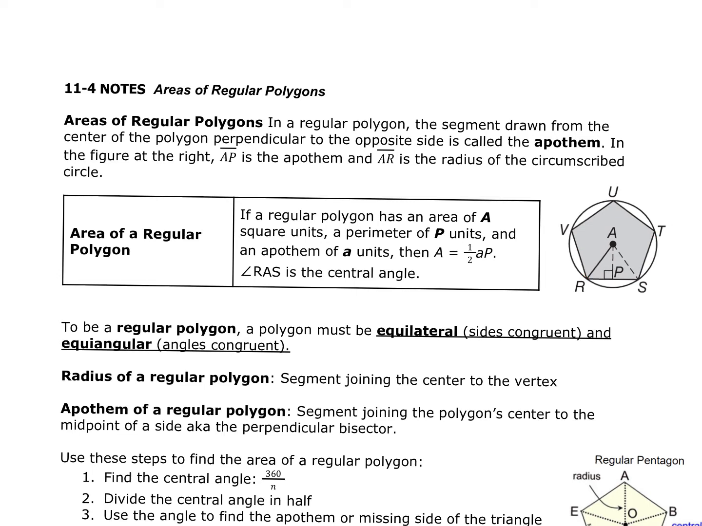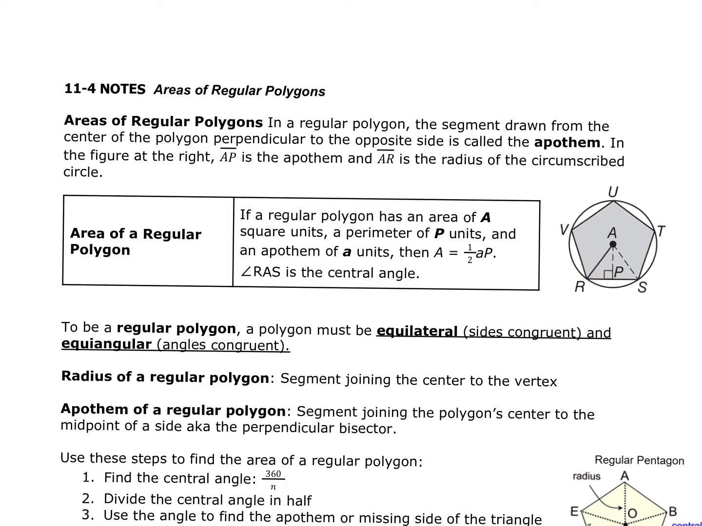To review, regular polygon means the polygon is equilateral, all sides are congruent, and equal angular, all angles are congruent. The radius of a regular polygon simply means the segment joining the center of the polygon, in this case A, out to the vertex of an angle. The apothem is going to be the segment joining the polygon center to the midpoint of a side, also known as a perpendicular bisector if we form a little triangle here.